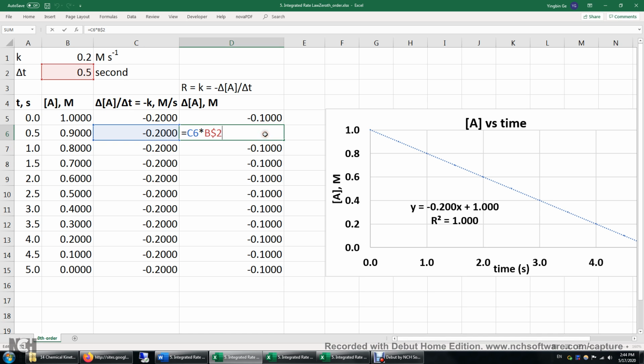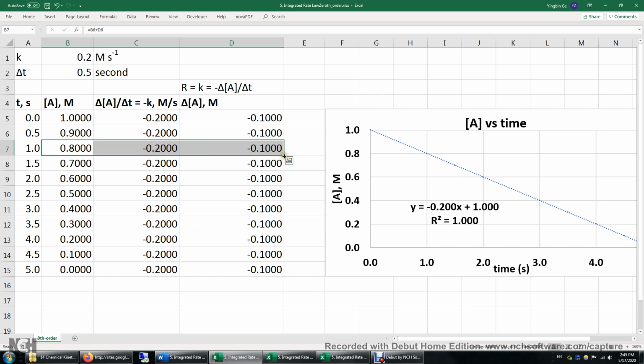All right, and over here, again, the time period times the rate of the change. So in the second time period of 0.5 second, again, A decreases by this 0.1 molar. And by doing the sum of the previous concentration and the change, we get the concentration of A at the first second. And we keep doing this.